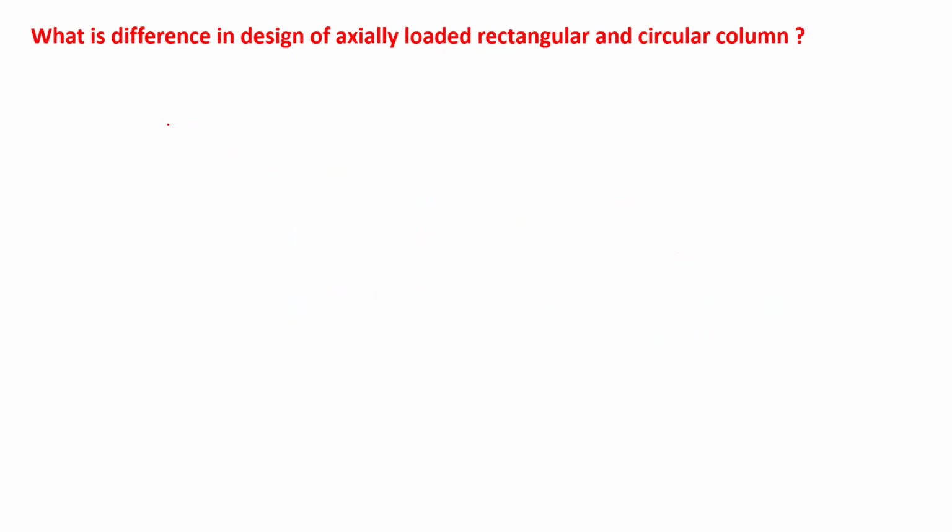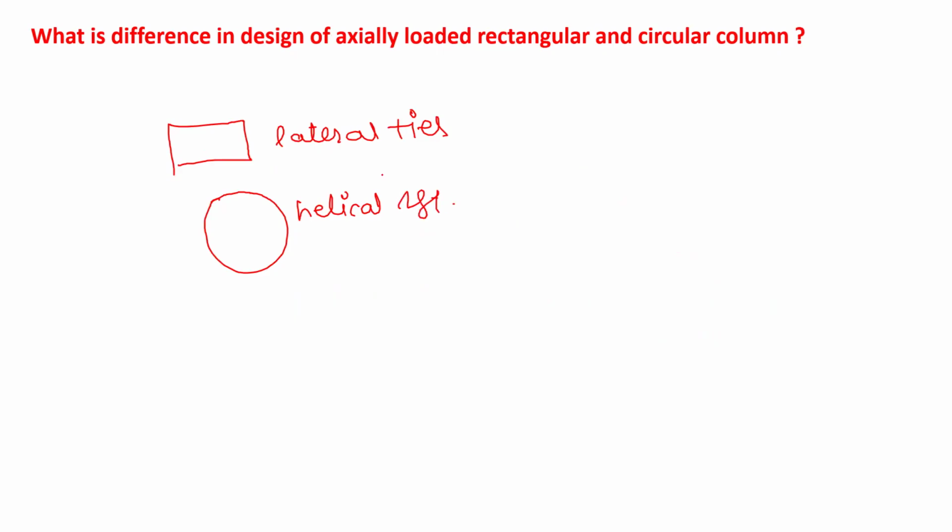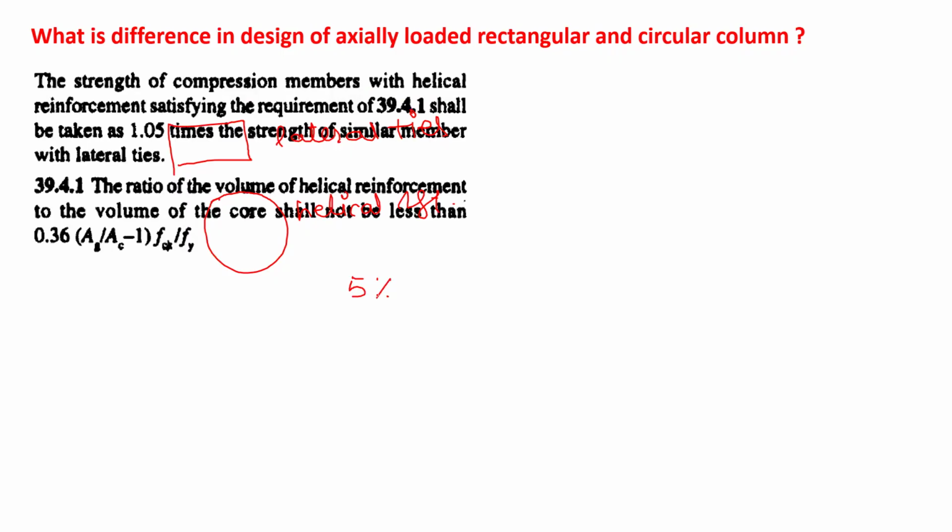Then what is the difference between actually loaded rectangular and circular columns? In a rectangular column, we are going to provide lateral ties. And in case of a circular column, we are going to provide helical reinforcement. Generally, it is known as helical reinforcement. Considering these ties in this fashion, we have to check this circular column for the condition given in the IS code, and if that condition, which we will see in the next question, is satisfied, then we have to increase capacity by 5%.